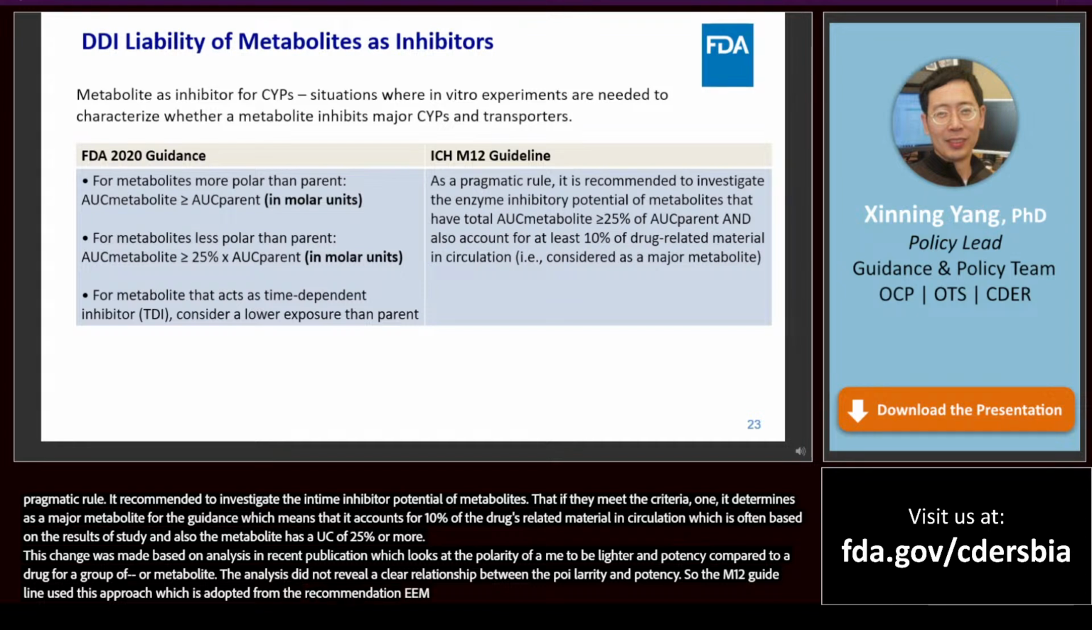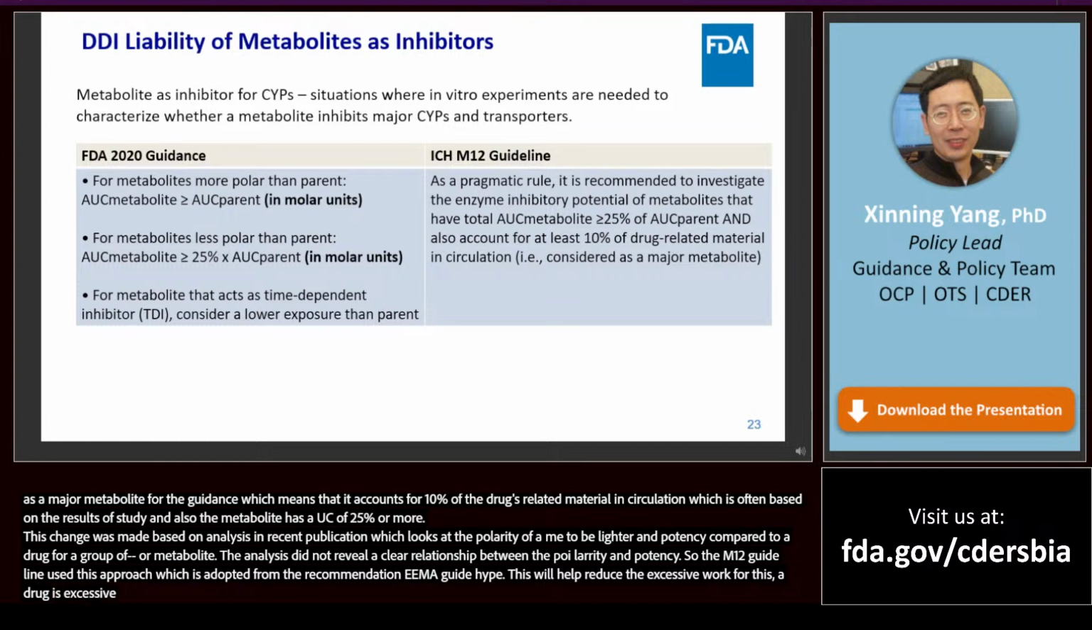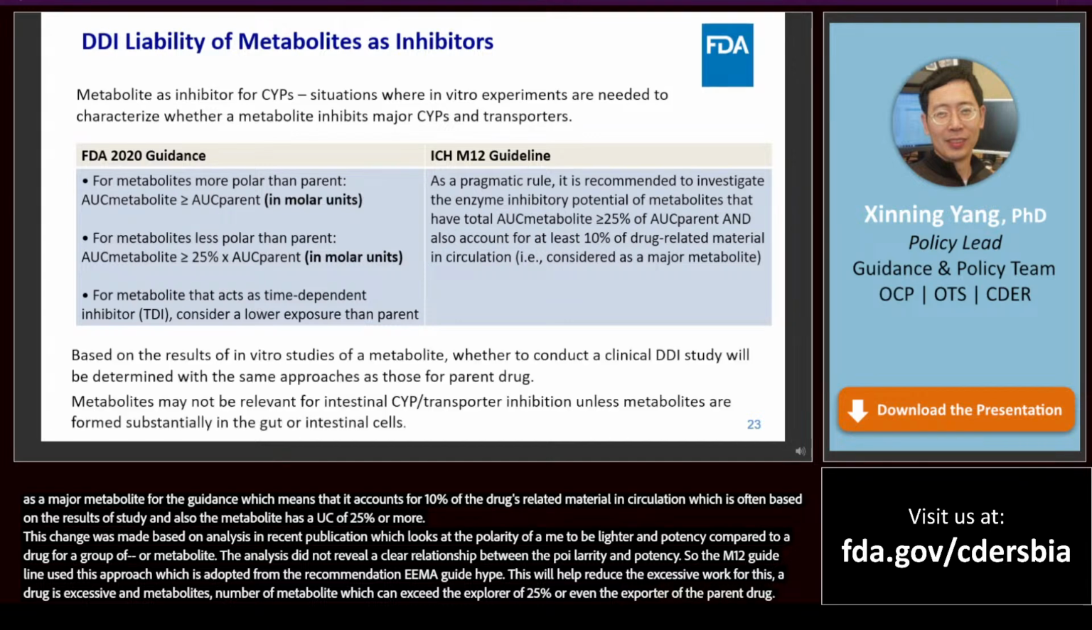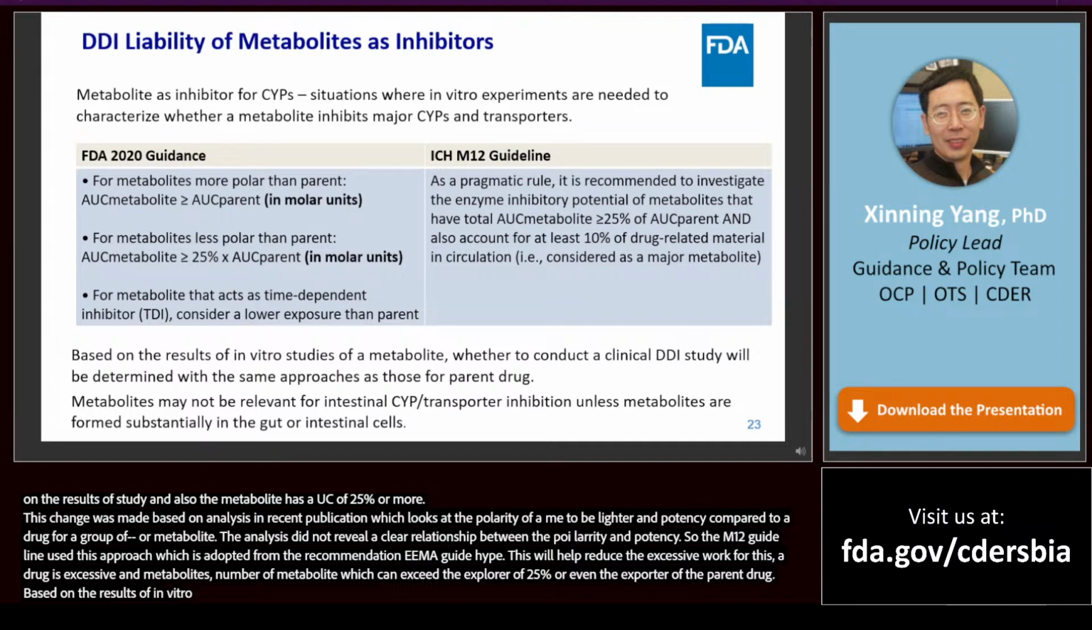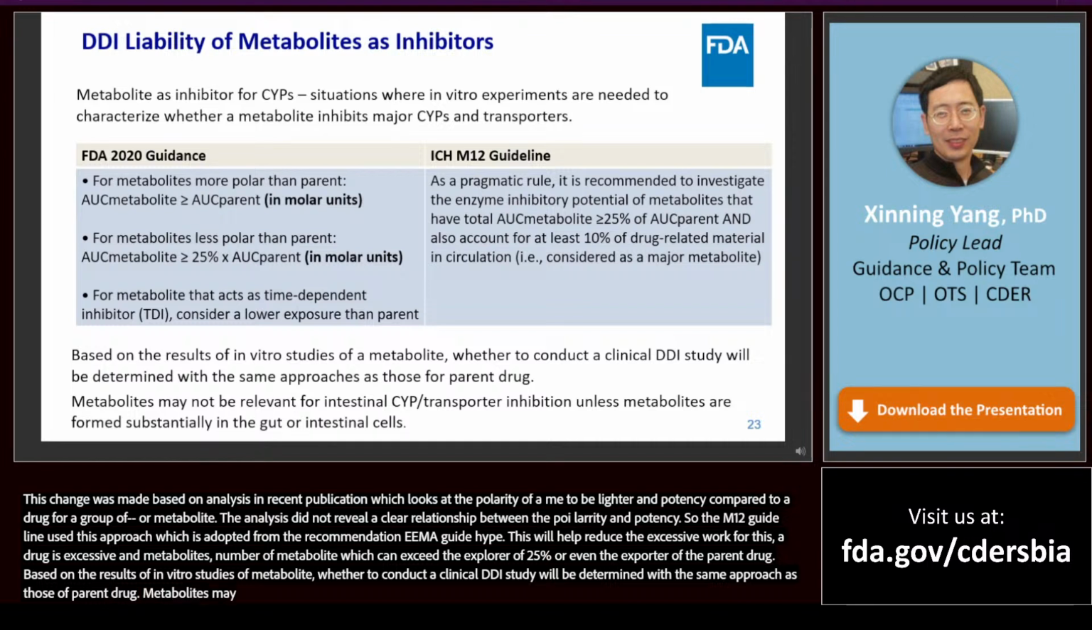This will help reduce the excessive work for situations where a drug is extensively metabolized and will have a number of metabolites which can easily exceed the exposure of 25% or even the exposure of the parent drug. Based on the results of an in vitro study of a metabolite, whether to conduct a clinical DDI study will be determined with the same approach as those for the parent drug. Metabolites may not be relevant for intestinal CYP or transporter inhibition unless metabolites are formed substantially in the gut or intestinal cells.